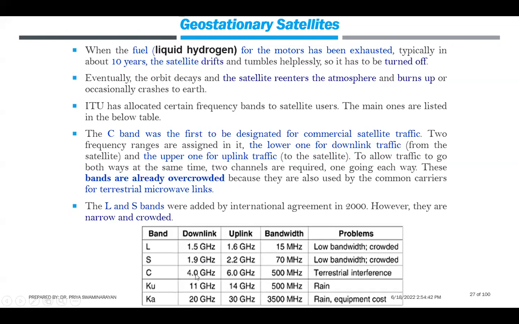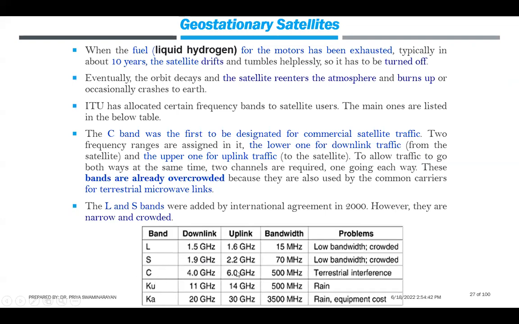Okay, so the downlink for the C band is 4.0 gigahertz, and the uplink is 6.0 gigahertz. And the total bandwidth is 500 megahertz. Now, what is the problem with the C band?